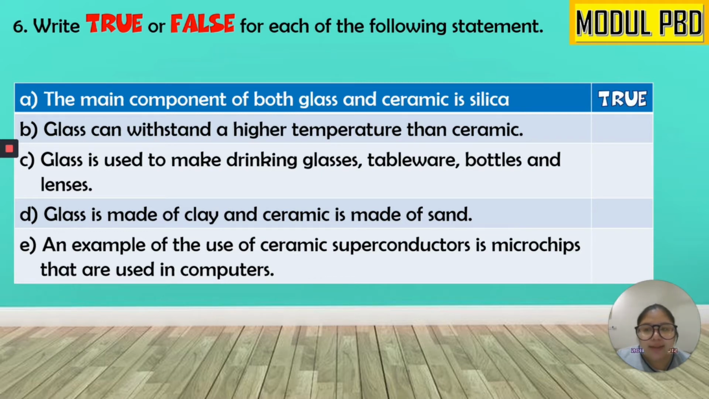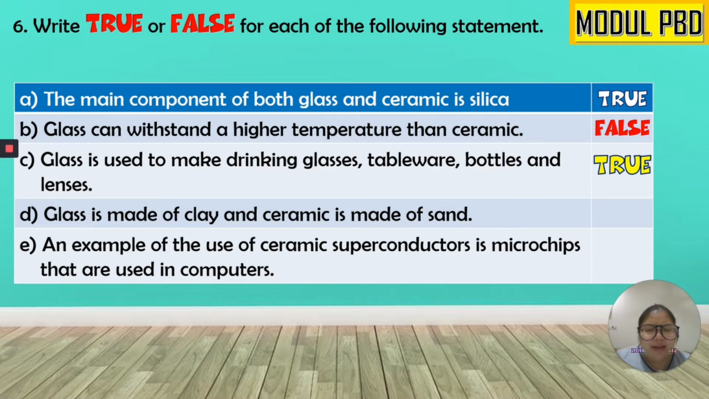Okay, now we're going to see: glass can withstand a higher temperature than ceramic. Actually, no, because ceramic can withstand a high temperature. So the answer should be false. Okay, then we see glass is used to make drinking glasses, Tupperware, bottles, and lenses. Yeah, so glass is used for all these things. True.